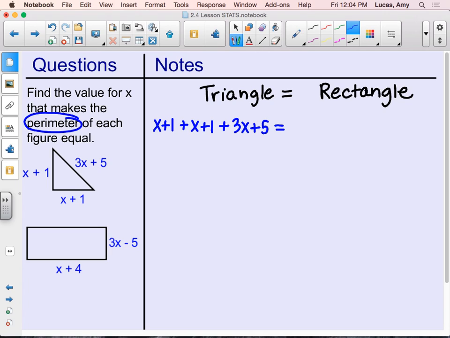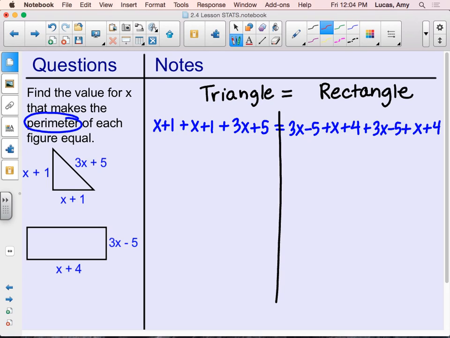If I add together all of the sides on the rectangle, I really need to think about it a little more because they're only showing me 3x minus 5 and then x plus 4. So it's a pretty common mistake for students to stop right here and forget that there are actually 4 sides on that rectangle. So I need another 3x minus 5 and another x plus 4 so that I've got all 4 sides.